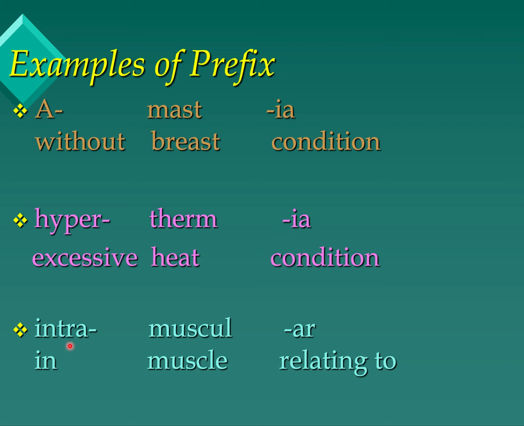And we have intra. Again, this is a prefix which means in. So intramuscular. Muscle is the term for part of the musculoskeletal system, and -ar means something related to that organ or part of the body. And here, when we add -ar, the C should be pronounced as K. So we say muscular.